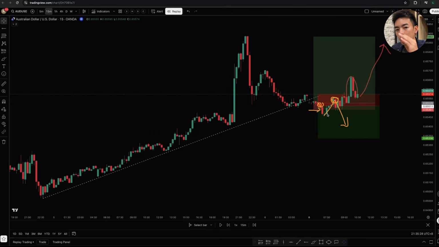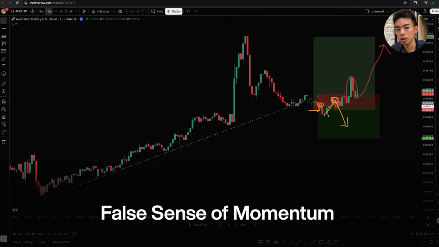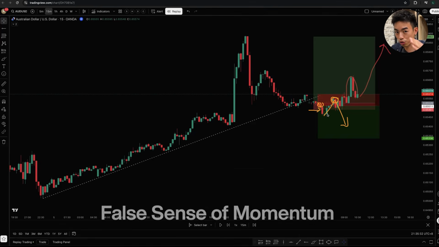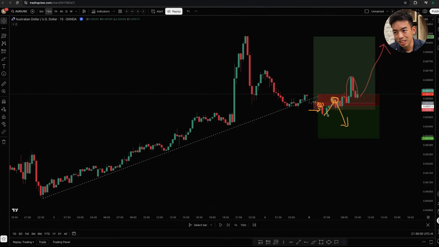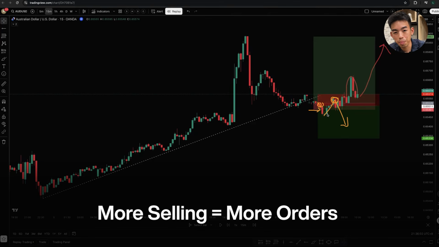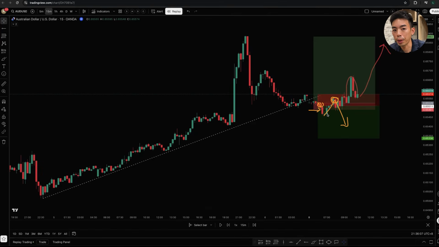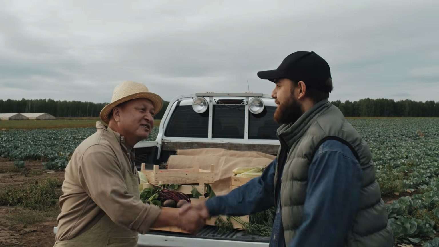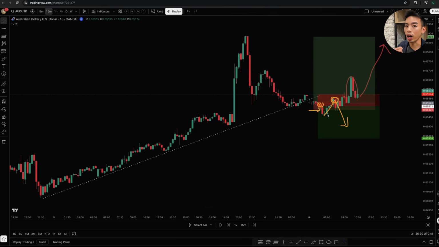It's basically a false sense of momentum trying to get traders to look for a sell. And why is that the case? The more selling that's happening there, the more orders the bigger players are able to pick up and load up for their buy position. Because think about it, if you want to buy something, you need someone to sell it to you, right? And if you want to buy a big chunk of orders, you need a big chunk of orders being sold to you.